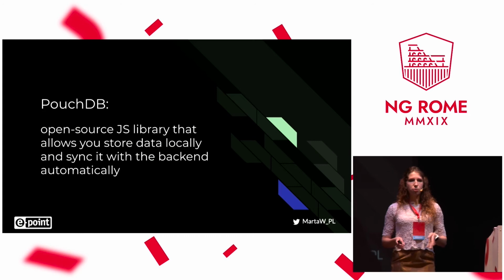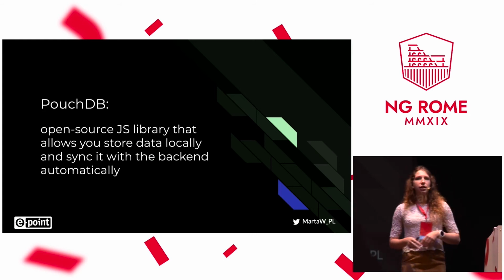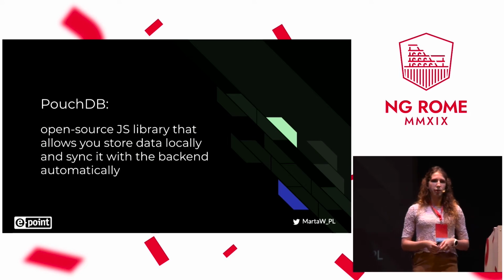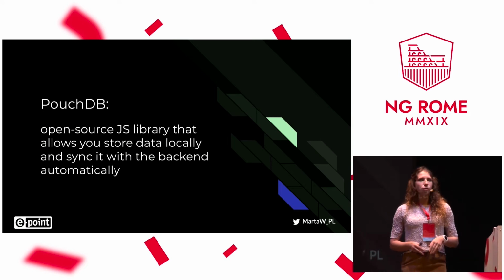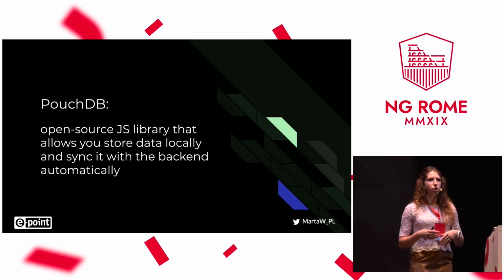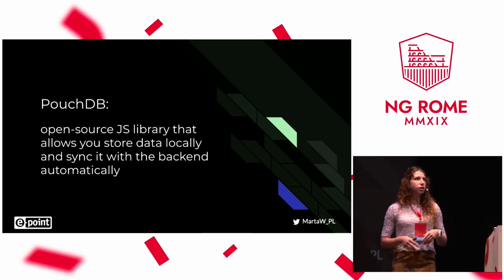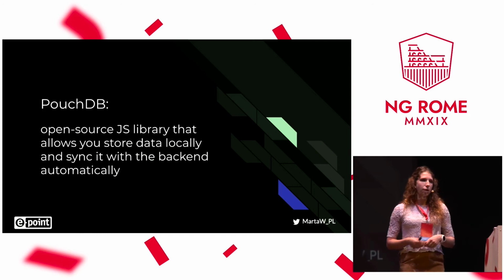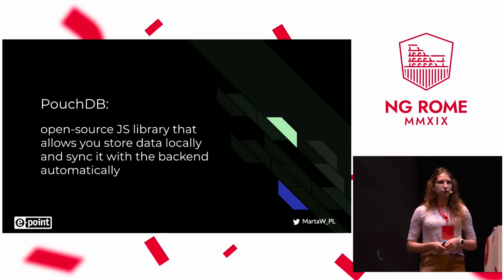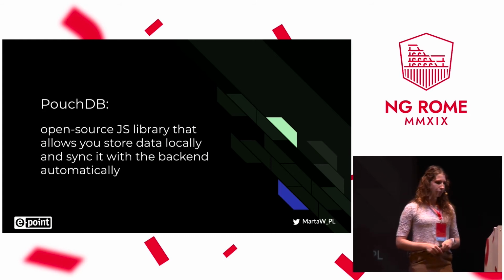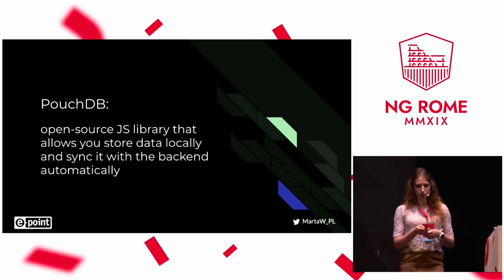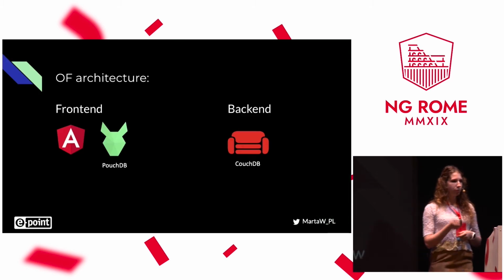So this is a wrapper for IndexedDB. And this is just an open source JavaScript library that allows you to store data locally on your device. And it's very cool because it works everywhere where JavaScript runs. So you can use it in your web apps, but also in hybrid apps, in desktop apps with Electron, or any Node.js app, for example, for IoT devices. And it allows you to synchronize with the backend automatically. So this is a big pro for PouchDB.